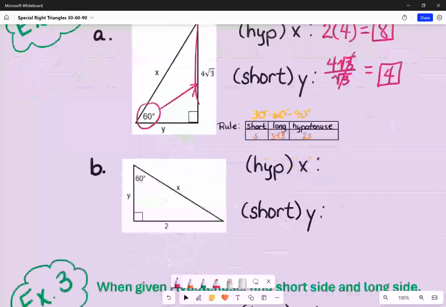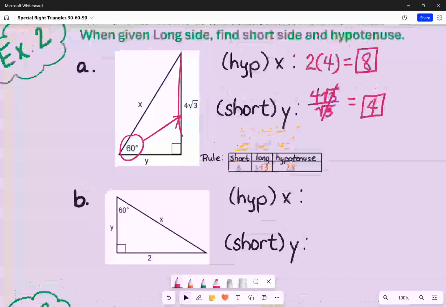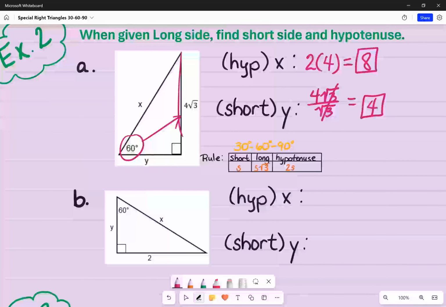So in the next example, which is still where you're given the long side, I want to find the short side again using a rule. What's given is the long side, which is 2, but my rule tells me what I'm going to do in order to find the short side: I'm going to have to divide. So I'm going to divide by root 3. That will look like 2 over root 3.